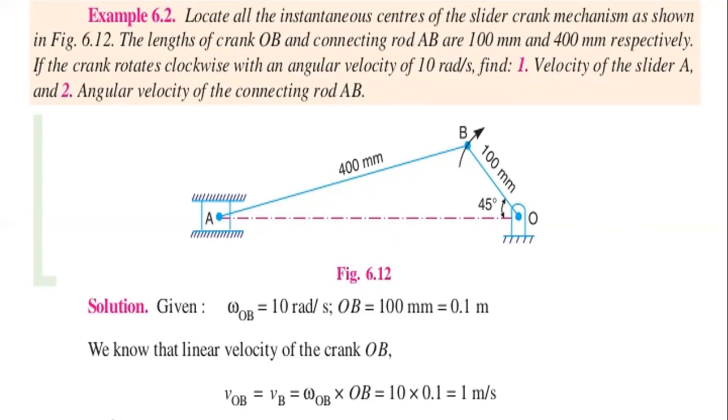Locate all the instantaneous centers of the slider crank mechanism as shown in the figure. The lengths of the crank OB and the connecting rod AB are 100 mm and 400 mm respectively. If the crank rotates clockwise with an angular velocity of 10 radians per second, find the velocity of the slider A and the angular velocity of the connecting rod AB. So that is the question.